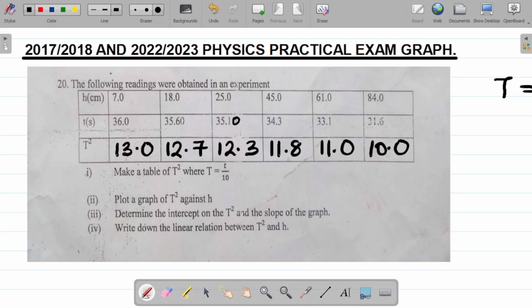So that has been answered. Make a table of t squared. I'm done with that. Next one says plot a graph of t squared against h. So I'm plotting a graph of t squared against h. So t squared would be on the vertical axis, that's this one here, while h would be on the horizontal axis. All right, so let's go and plot this graph.